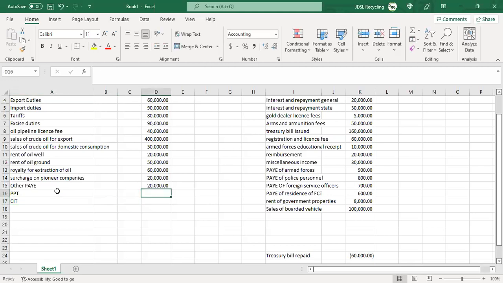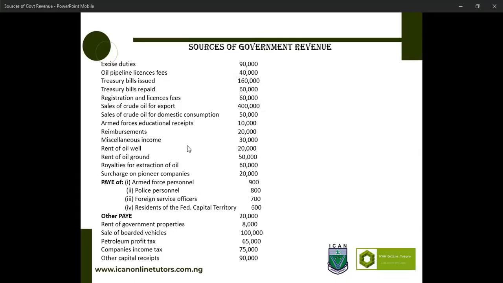Figure. Other capital receipts. 90,000. Where is it going to? It's going to development fund account. So it's an outflow from the capital reserve account but inflow to the development fund account.